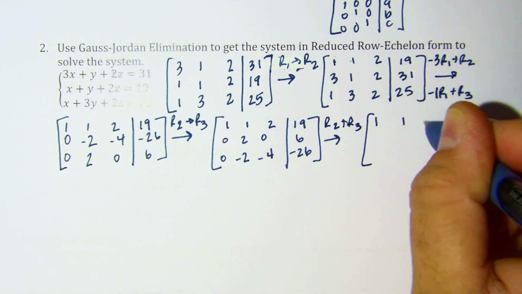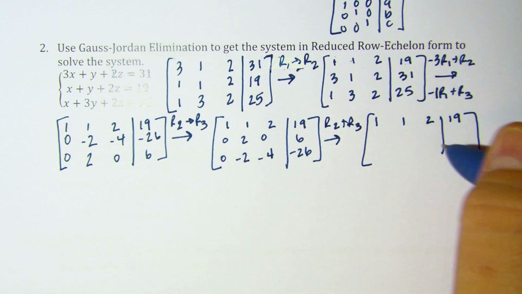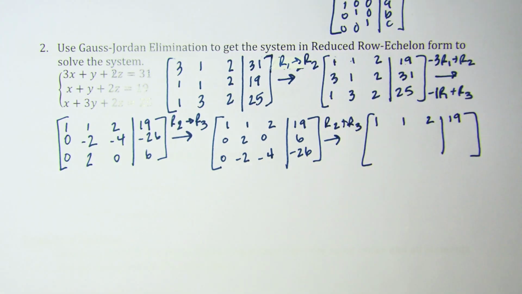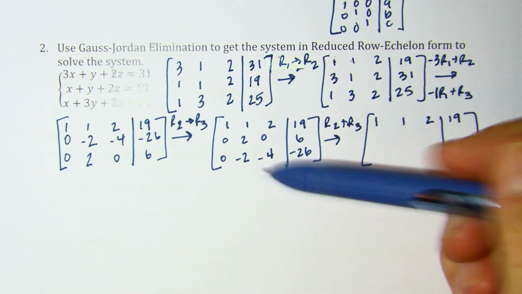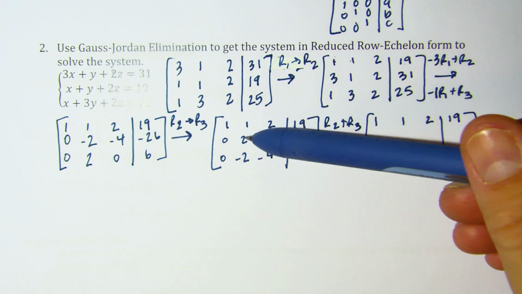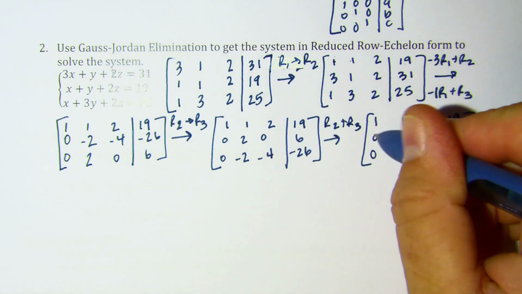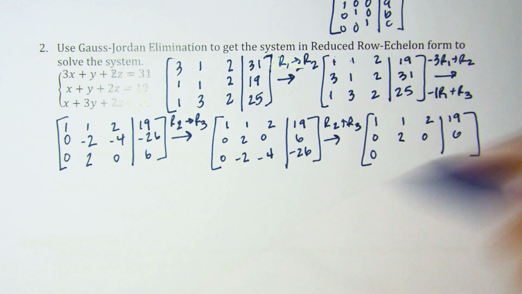So again, row 1 is not changing, just copying that down. Row 2 here, I'm also going to multiply by 1/2 after I do this. So 0 plus 0 is 0. Actually, we'll just leave that in another step. We'll do that separately. So I'll go ahead and copy down row 2.